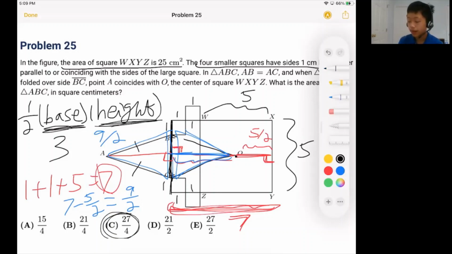Yeah, so I feel like there was a lot going on in this problem, but I think the main idea was to take everything step by step. We first started with the information that WXYZ is 25 centimeters squared. So we found the side length of the square, and then we used the information about 1 centimeter side lengths. And we found the base pretty easily, and we needed to find the height. So we did this 7 minus 5 halves trick here to find the height, because the two triangles we found were reflections of each other. And we found the height was 9 halves, and then we just used the triangle area formula. Okay, so that's how you would do that problem.